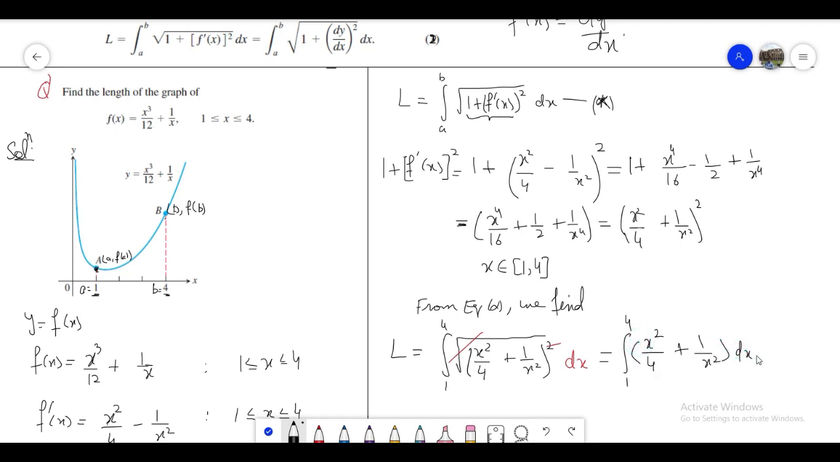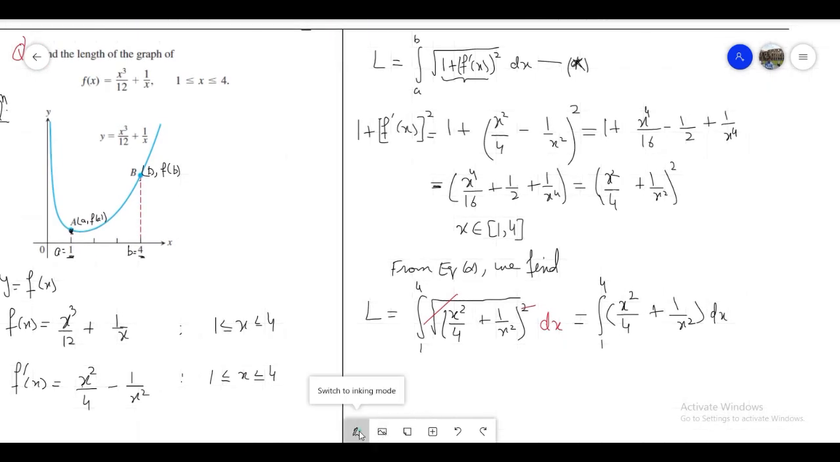Dx. Now you can easily solve this integral and you can have the answer by some manipulation, which is 6. So the length of the curve from A to the point B is 6. This is how we can compute the length of the curve by using some calculus concepts.